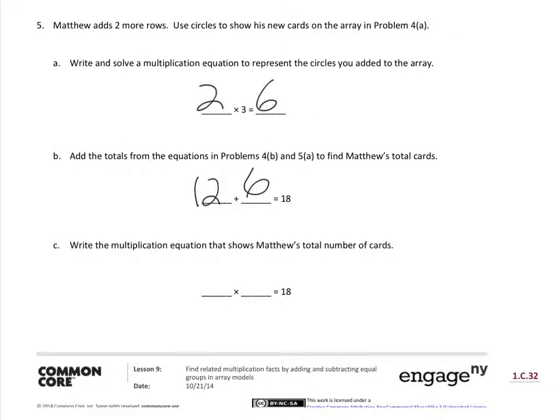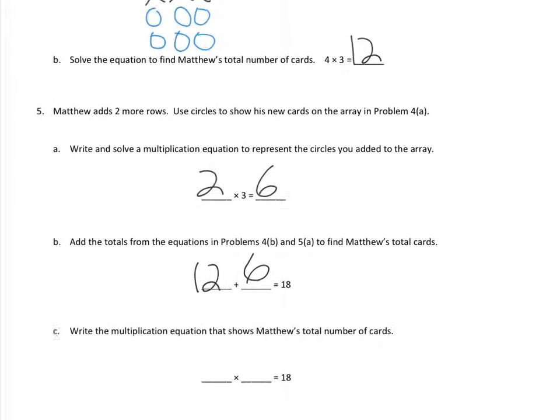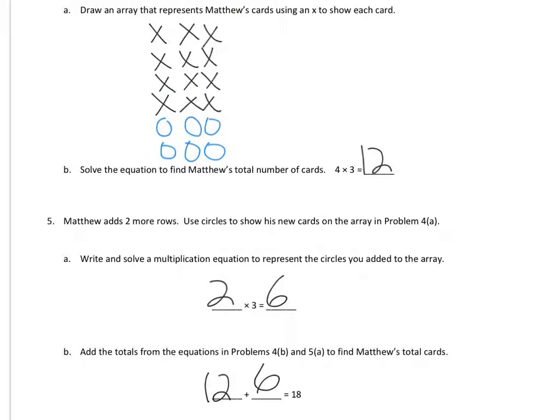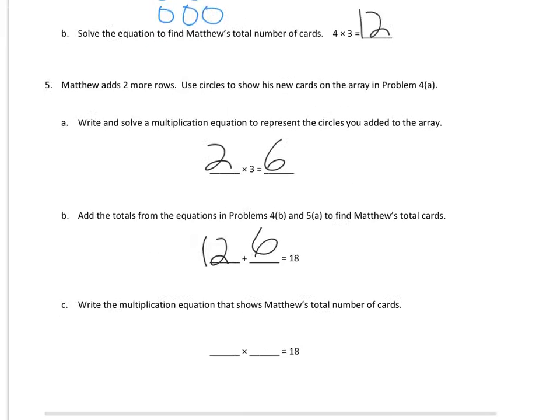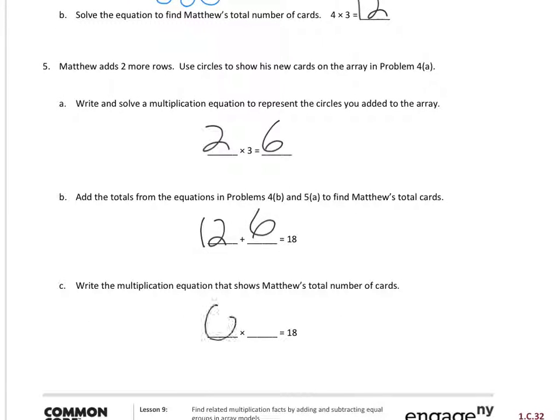And the last thing we're going to do is to write a multiplication equation that shows his total number of cards. So if I'm looking for his total number of cards, my array needs to be the whole entire thing, all put together. So how many total rows do I have? 1, 2, 3, 4, 5, 6. 6 rows with 3 in each row. 6 times 3 is 18.